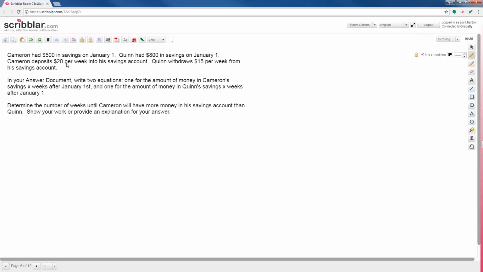Cameron had $500 in savings on January 1st. Quinn had $800 in savings on January 1st. Cameron deposits $20 per week into a savings account. Quinn withdraws $15 per week from his savings account. So let's stop with that paragraph. What are some of those keywords that we have to actually translate into math symbols here? So what's one or two keywords from this paragraph that actually means do addition or do multiplication?